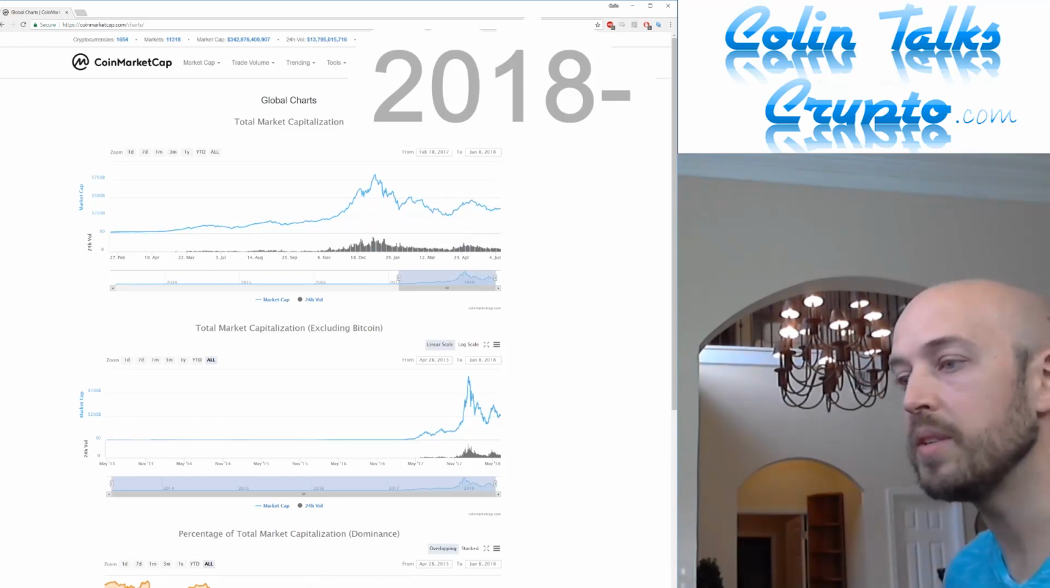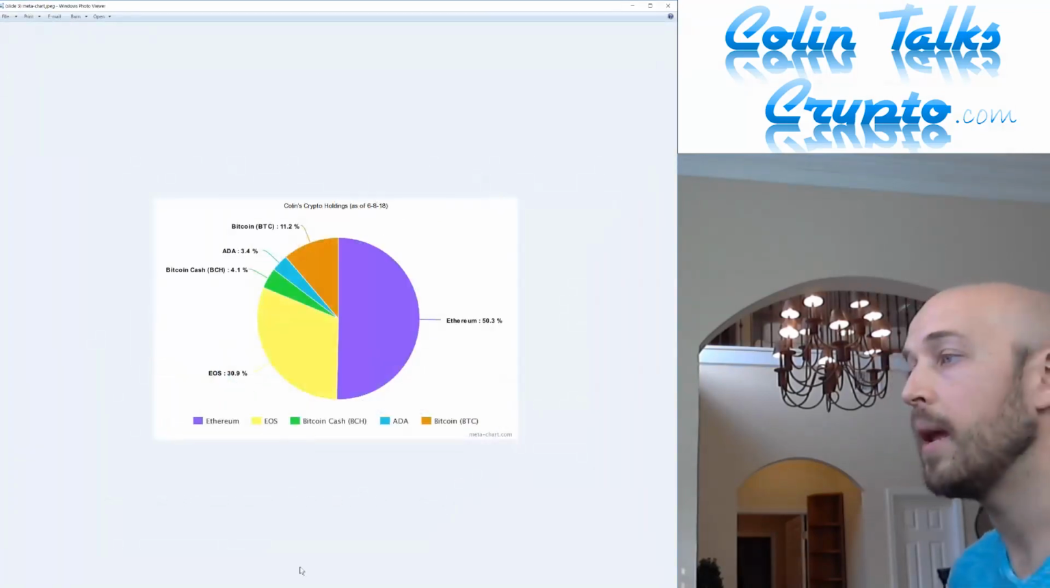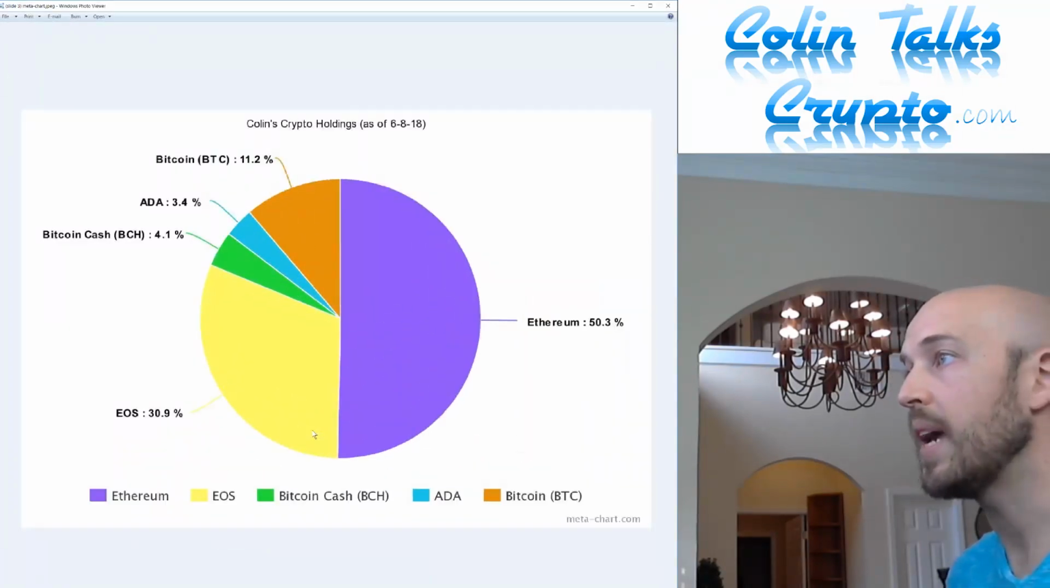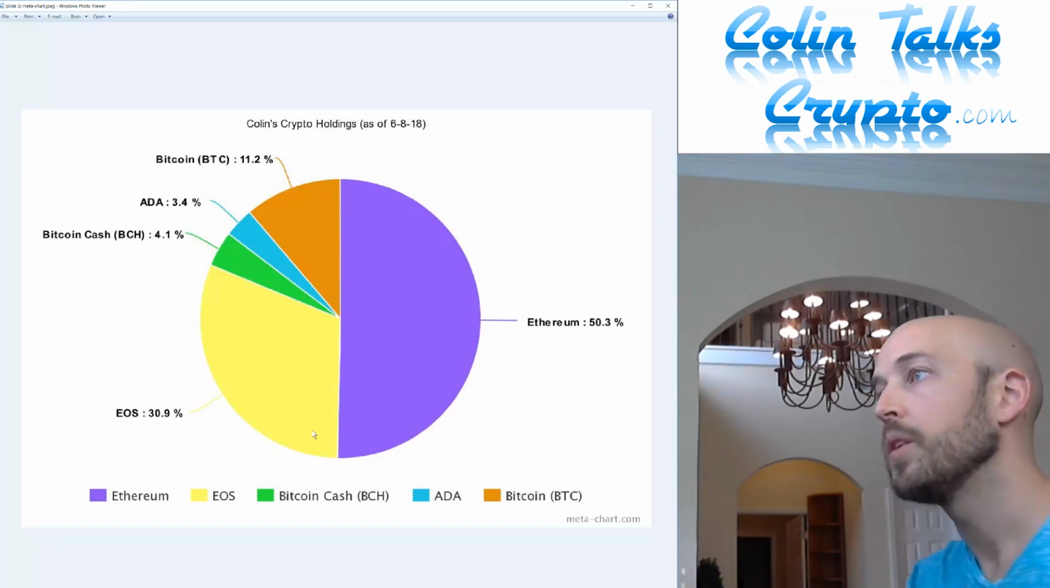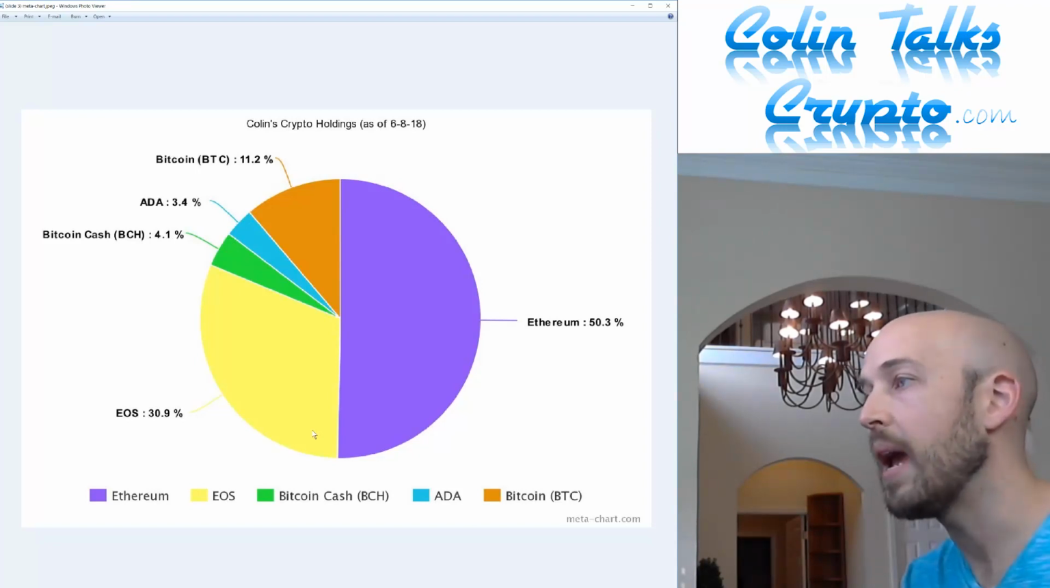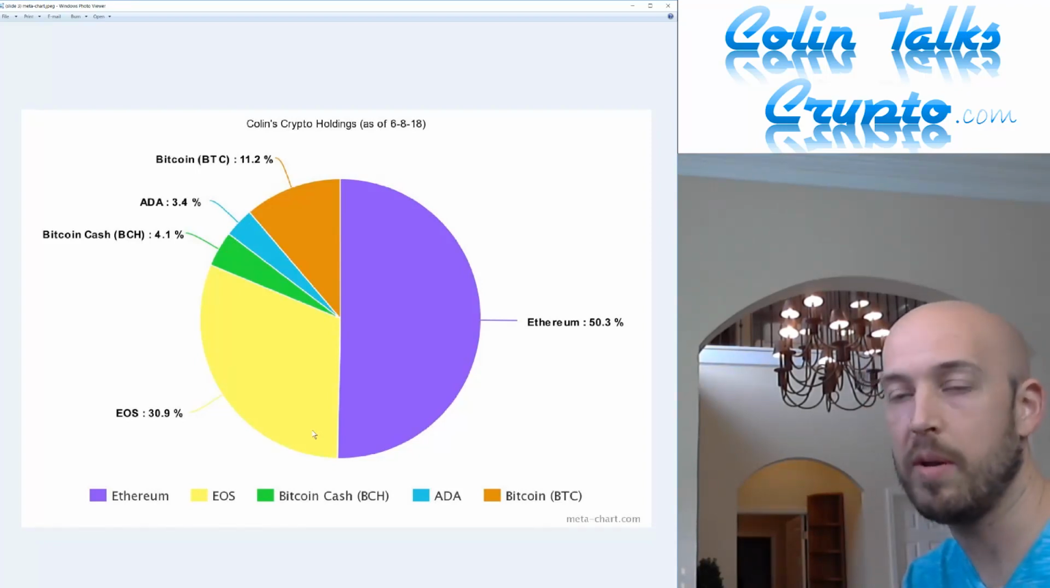Alrighty, so here is the chart that I told you I made of my own crypto holdings, and here it is. So this is as of today. As you can see, I'm heavily weighted in Ethereum.